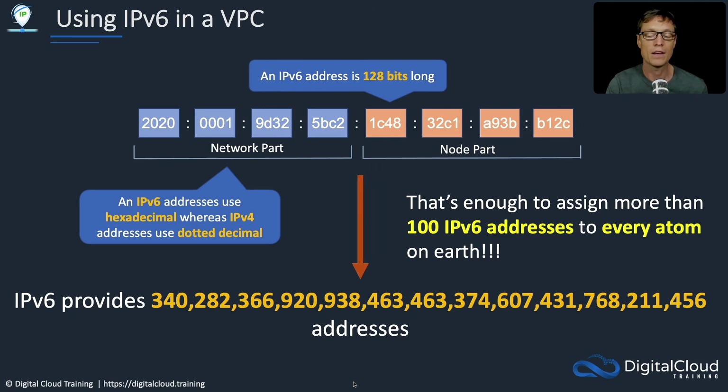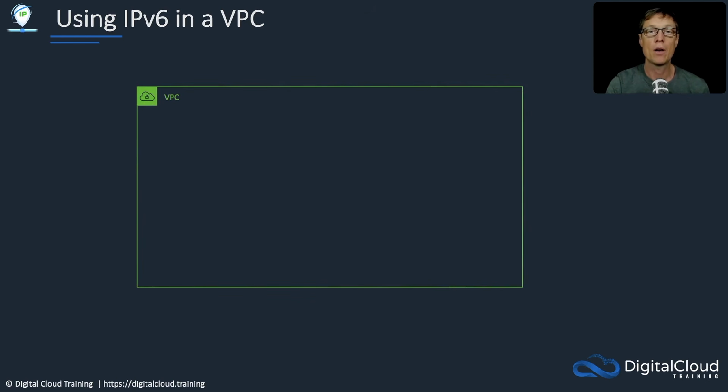So one that I like is that you can get 100 IPv6 addresses for every atom on Earth. So that is a huge number, which means we never ever have to worry about running out of IPv6 addresses. So let's have a look at how we need to set up our VPC.